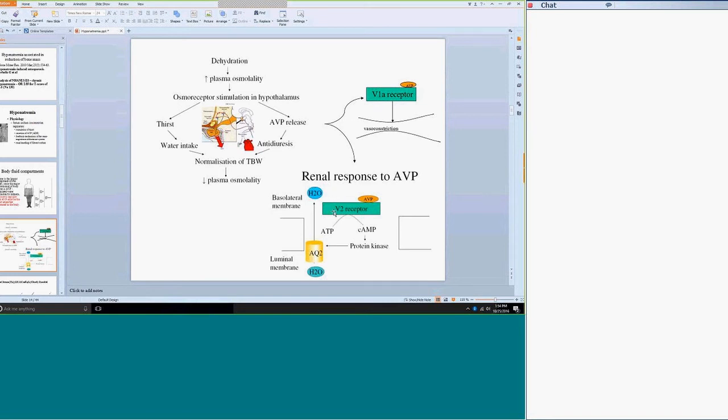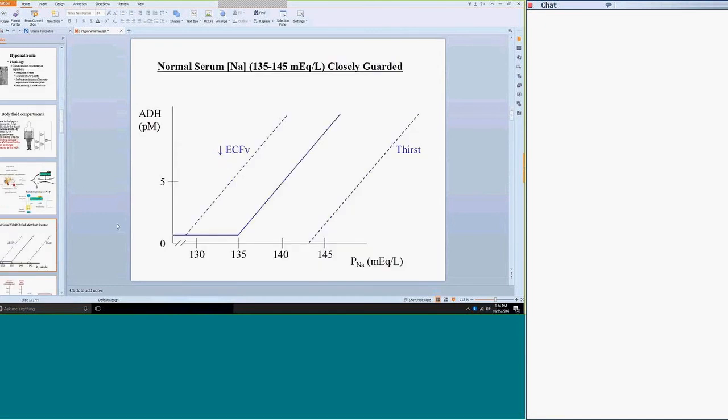First, through the V2 receptors, there is production of aquaporin 2, which increases absorption of water. Sodium is very, very closely guarded. It is tightly maintained between 135 and 145.